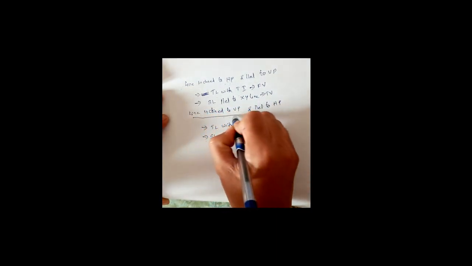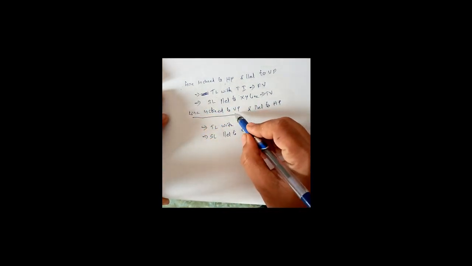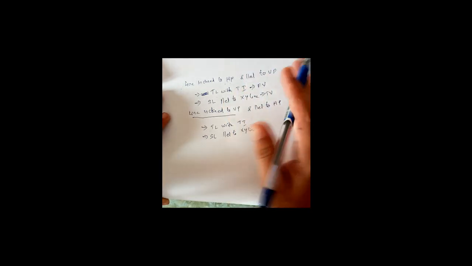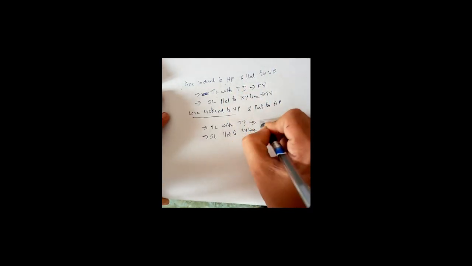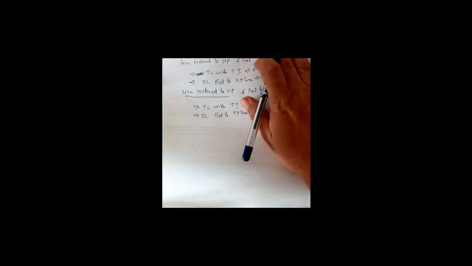Line is inclined to VP means inclination with VP you can see on the top view. That is, true length with true inclination is the top view, and shortened length parallel to XY line is the front view. Now keeping this in mind, we can see how the questions can be solved from this.